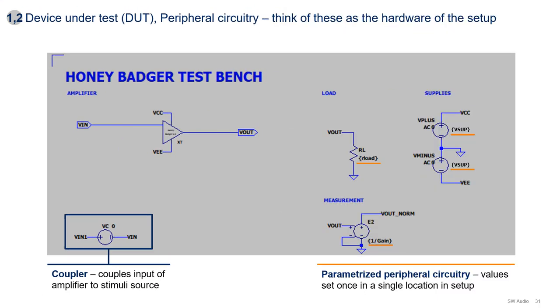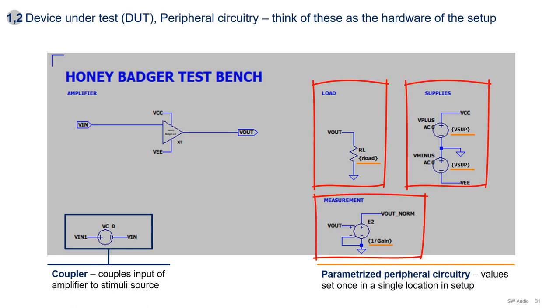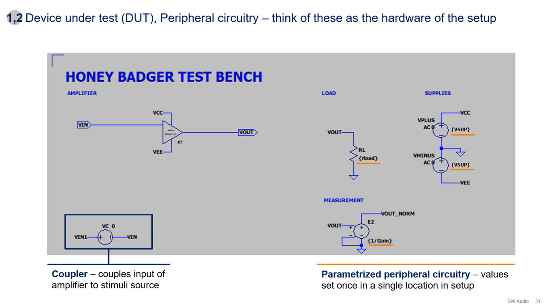The device under test and the peripheral circuitry is the virtual hardware of the setup. It consists of the amplifier being tested and the circuitry that is connected to the amplifier. In this case, I have the load, the power supplies, and a measurement aid. Notice that the load and the supplies are actually parameterized. That is, the values are not hard-coded in the symbol. The values of the load and the supplies are actually coded in a single location, which is where I establish the global variables of the circuit. Also, on the bottom left corner of the figure, I have a voltage source labeled coupler. This voltage source enables the coupling of the different stimuli sources to the input of the amplifier.